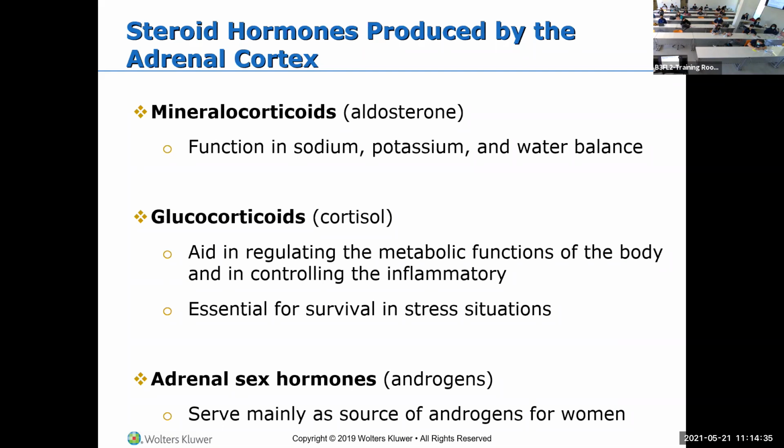Adrenal sex hormone, androgens. The adrenal cortex serves mainly as a source of androgen for women. Now, in some cases in females, they do have a tumorous condition of the adrenal cortex. And because of the tumorous adrenal cortex, the female has excessive production of this hormone.